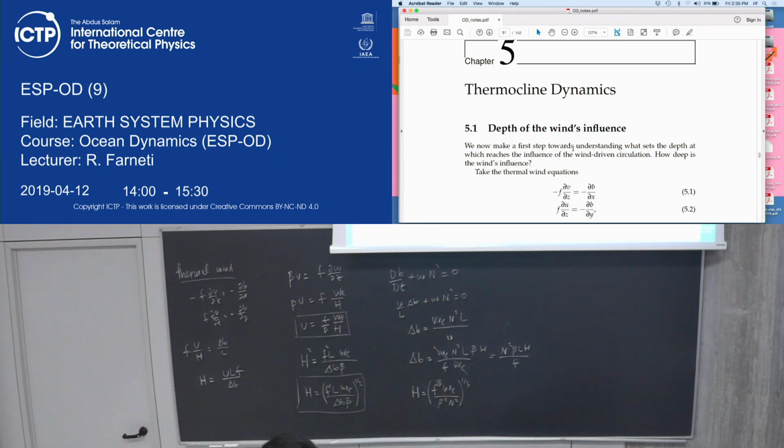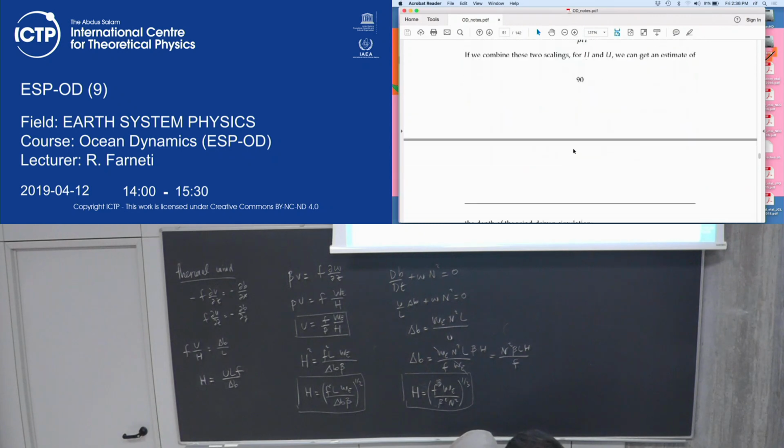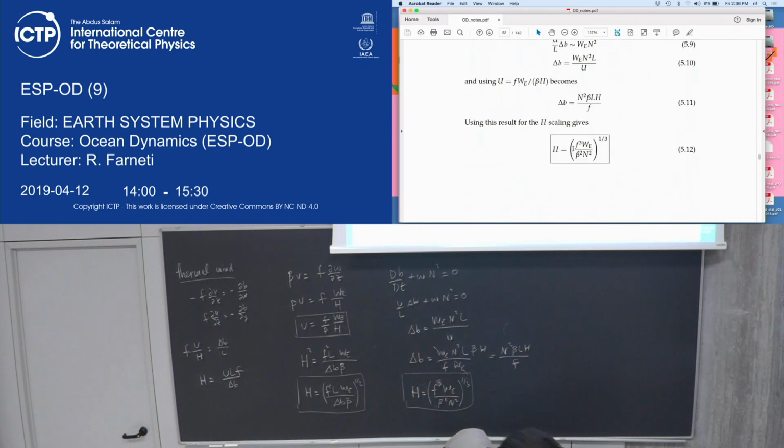Okay, so this is now my new estimate for the influence of the wind stress, which is now a function of the Ekman vertical velocity and the stratification. Okay? So this is an estimate you could use to look at the depth of the wind influence. You can plug some numbers there, and you can try to see if h makes any realistic sense or not.